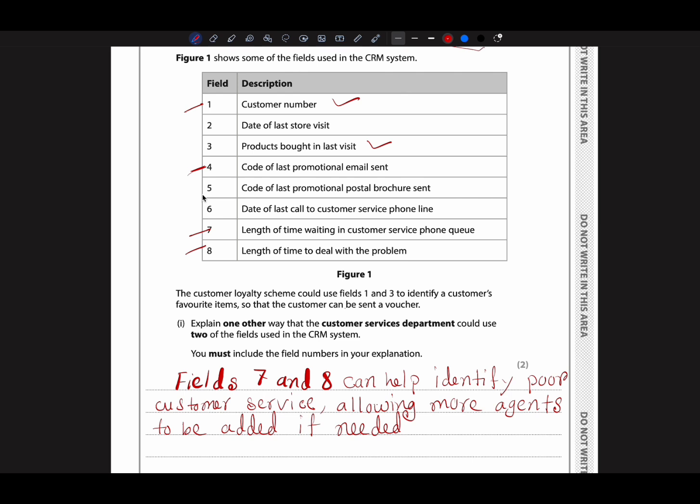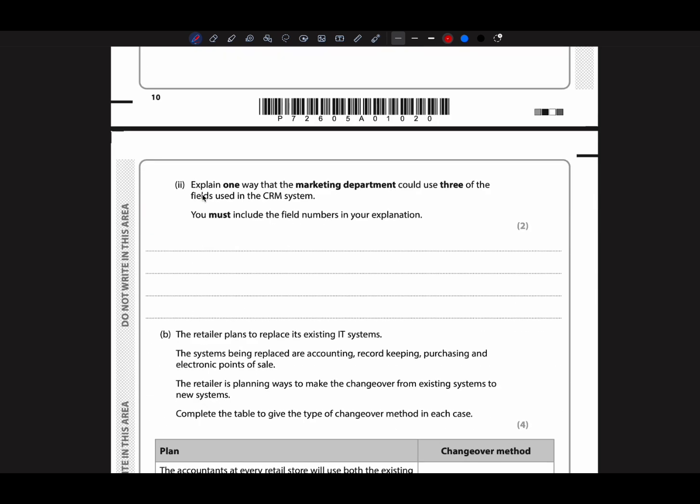So based on that, customer number, code of promotional email sent, and number 5 is code of last promotional brochure sent. So these 3 fields can be investigated, and based on that they can identify that the customer won't get similar or duplicate promotional offers, right? So the answer will be field 1, 4 and 5 can be used to coordinate marketing activities to prevent sending duplicate offers to customers, right?